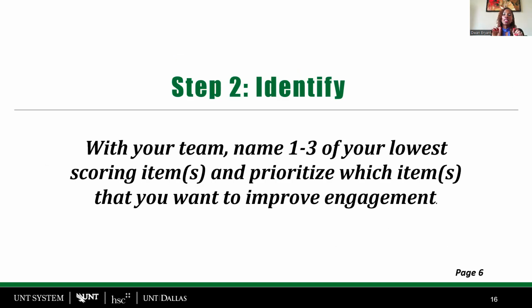All right, so step 2. When you're thinking about creating an engagement action plan, make it manageable, where it's an everyday occurrence. And so this is where you're going to get with your team and you're going to name 1 to 3 of your lowest scored items or prioritize which items you want to improve engagement. But remember, you can't really identify that unless you have already reviewed the report in step 1, and that's that preparation period. Now, Gallup recommends that we choose up to 3, but you really can just focus on 1. What would be the benefit of focusing on that 1 item so that you can get the ball rolling?